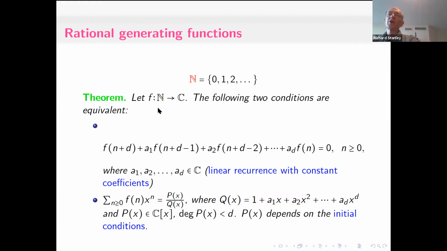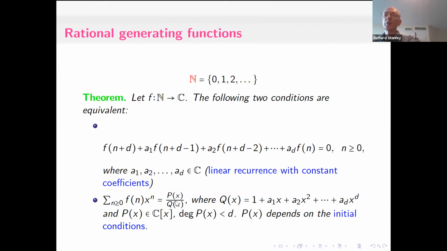And if we have a function from N to the complex numbers, then it's a basic theorem in enumerative combinatorics that the following two conditions are equivalent. f(n) satisfies a linear recurrence relation with constant coefficients, a1 up to ad, for all n greater than or equal to 0. And equivalently, the generating function for f(n) is a rational function.